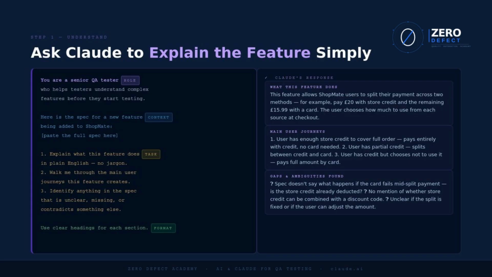Here's the first prompt. We give Claude the full spec and ask for 3 things. Explain what this feature does in plain English, walk through the main user journeys it creates, and identify anything unclear, missing, or contradictory. Look at the output. Plain English summary. This is a split payment feature. A clear breakdown of the 3 main user journeys, and then the gaps section. 3 specific ambiguities Claude found that the spec doesn't address. What happens when the card fails mid-split? Whether store credit can be combined with a discount code, and whether the split amount is fixed or adjustable. These are the exact questions you need answered before you start testing. Claude found them in seconds.